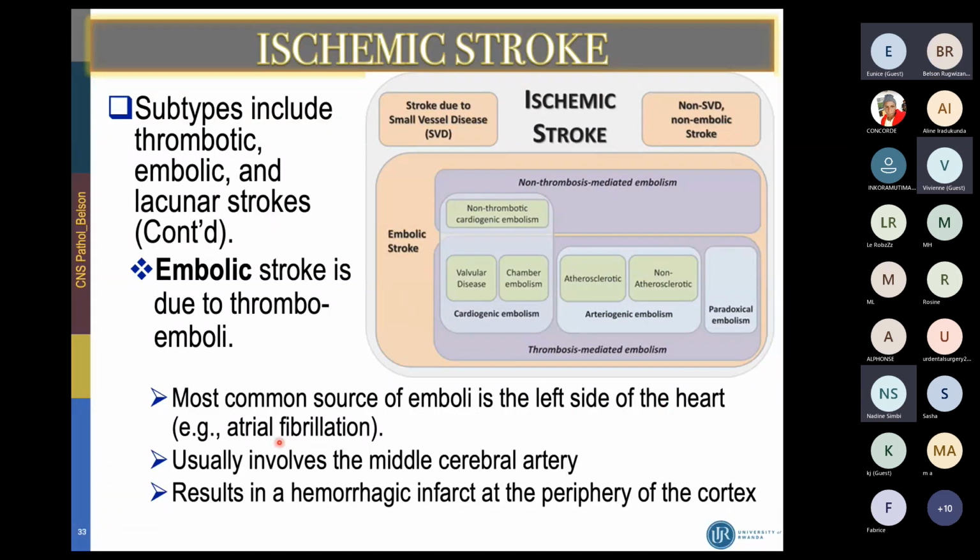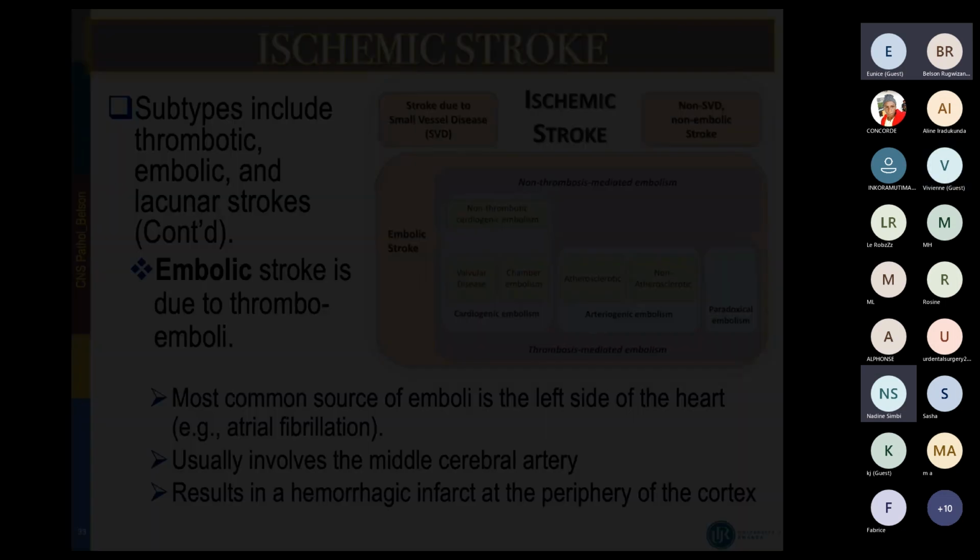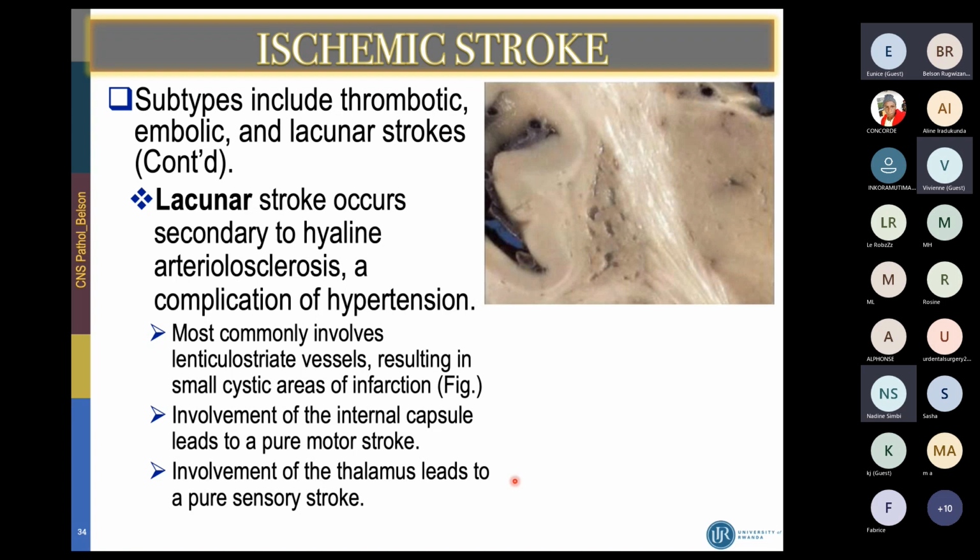So, for example, if there is atrial fibrillation, a thrombus will be sent via the carotid, and so it usually involves the middle cerebral artery, and results in a hemorrhagic infarct at the periphery of the cortex. Then you have lacunar.